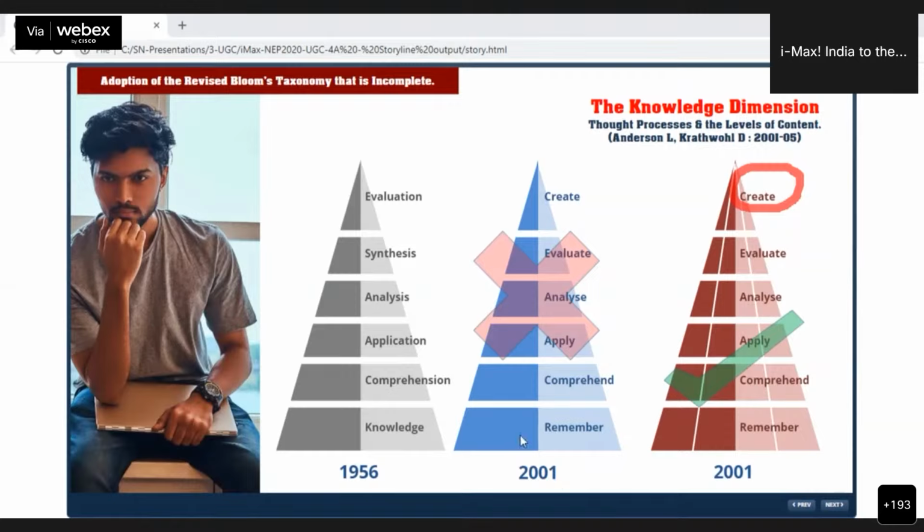What is shown here in our circles is that knowledge has become remember, synthesis and evaluation got interchanged, and synthesis has become create. And in 1956, all the levels were nouns, and in 2001, in the revised system, everything became verbs. But that is not correct, because what is the real revised Bloom's taxonomy in 2001? I will show you. Then you will get to know exactly what happened.